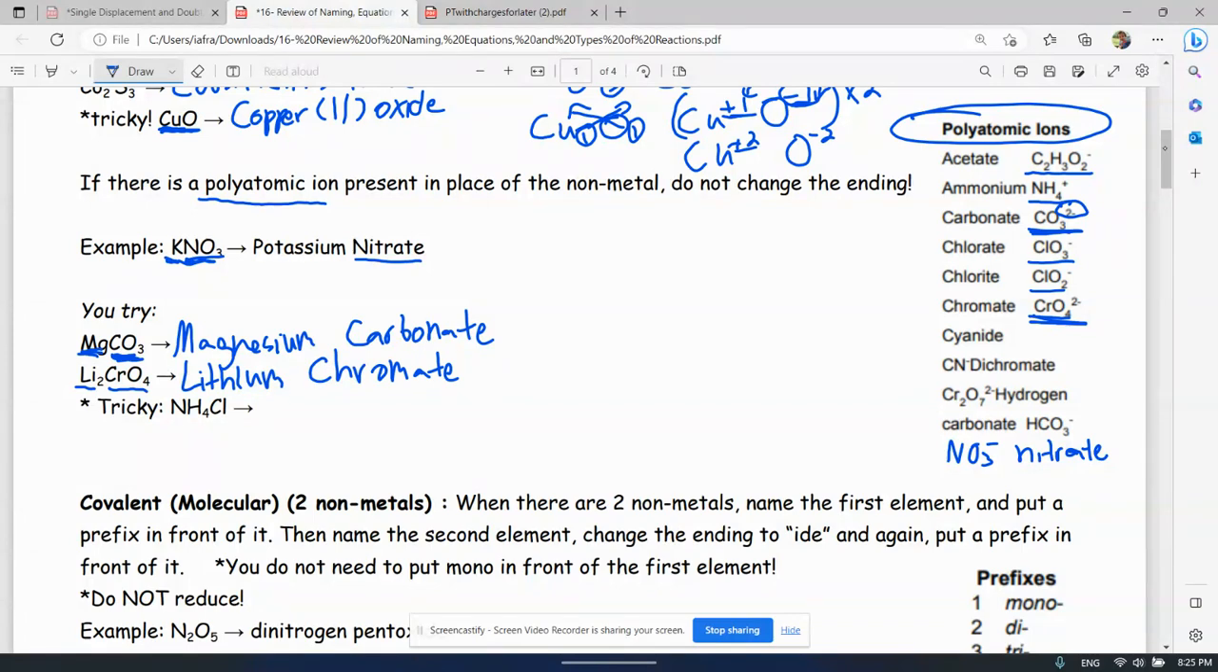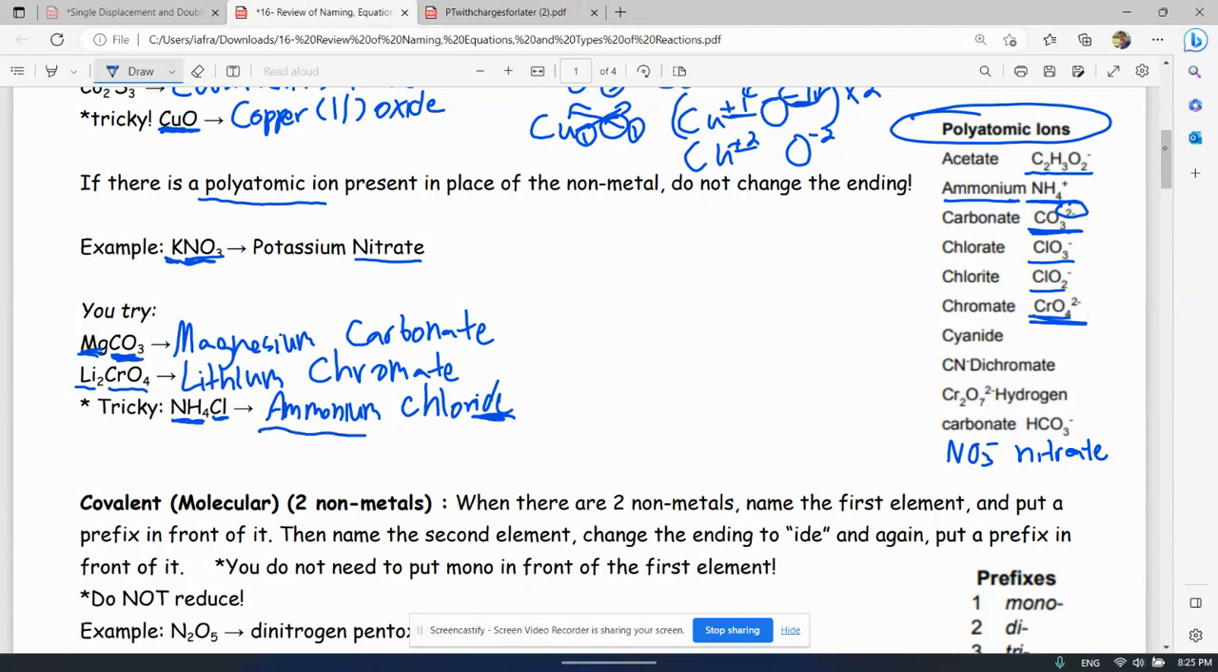We can try NH4Cl. So it looks tricky because a polyatomic ion comes first, and that's okay. It can happen sometimes. NH4 is actually just ammonium. So we have ammonium. And our nonmetal is chlorine, which becomes chloride. So here we had to change the ending of the second element just because it was a nonmetal, but we didn't change the polyatomic ion itself.